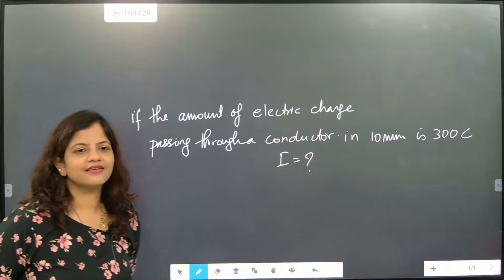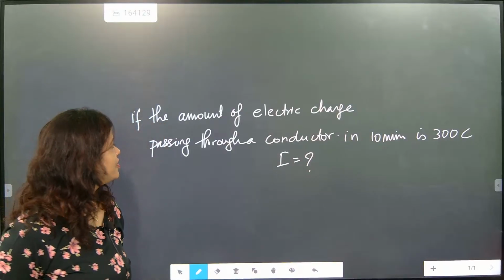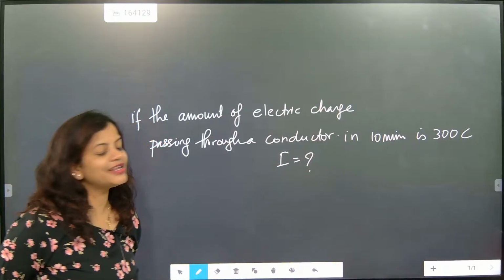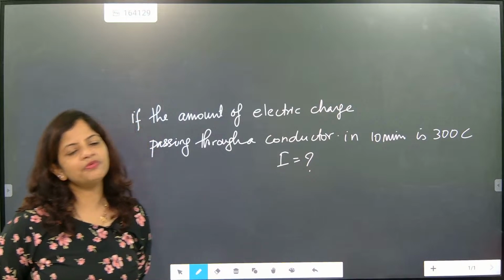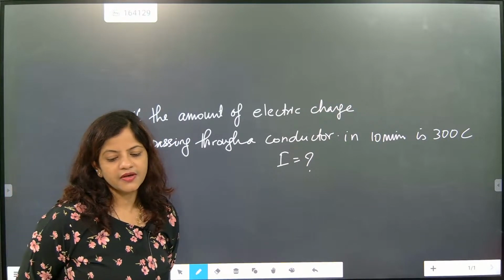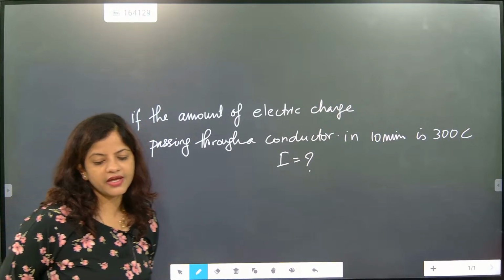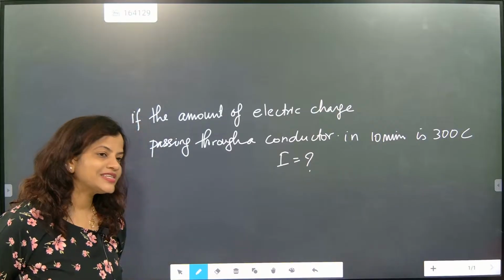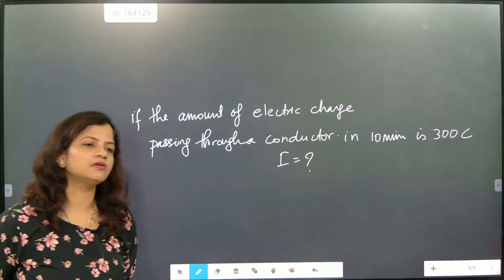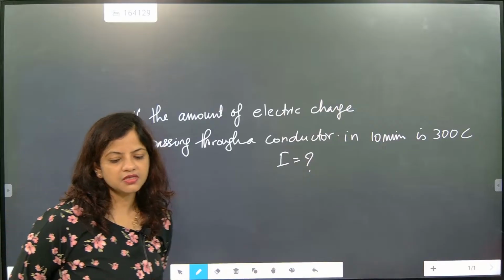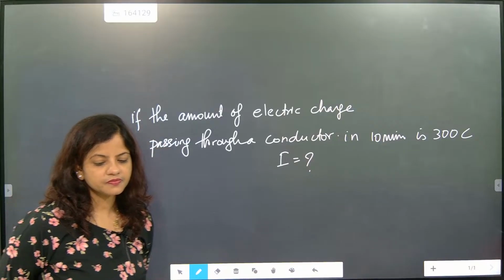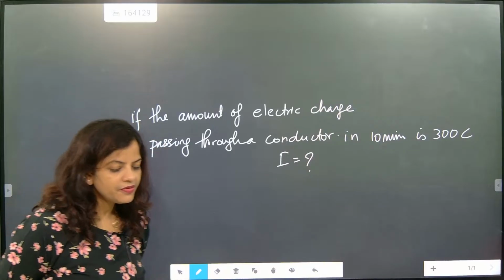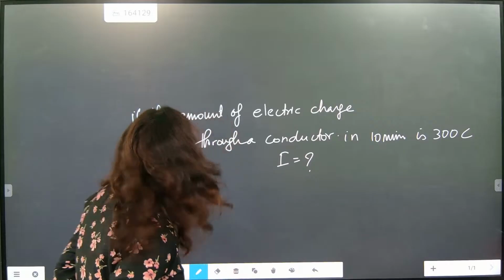You need to change your units because see, 30 minutes, 10 minutes are there. 1 minute is equal to 60 seconds. So 10 minutes will be 600 seconds. 10 minutes will be equal to what? 600 seconds. So now look here.